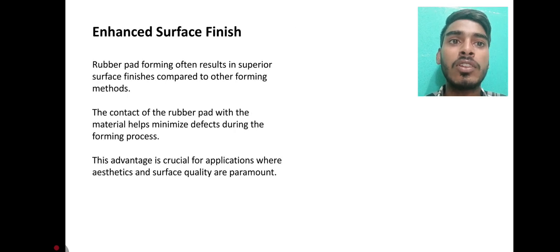Enhanced surface finish. Rubber pad forming often results in superior surface finishes compared to other forming methods. The contact of the rubber pad with the material helps minimize defects during the forming process. This advantage is crucial for applications where precision and surface quality are paramount.